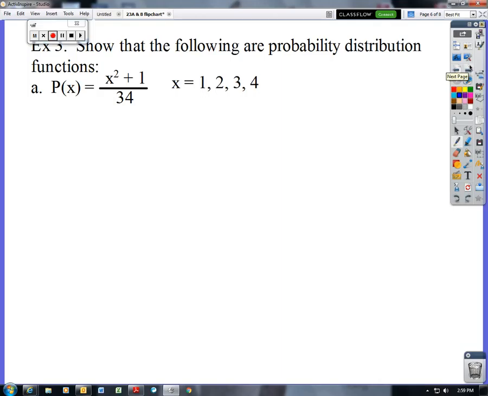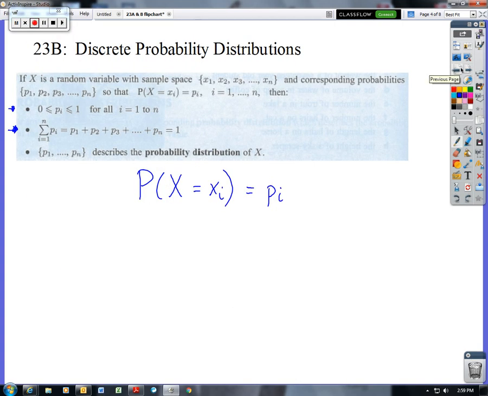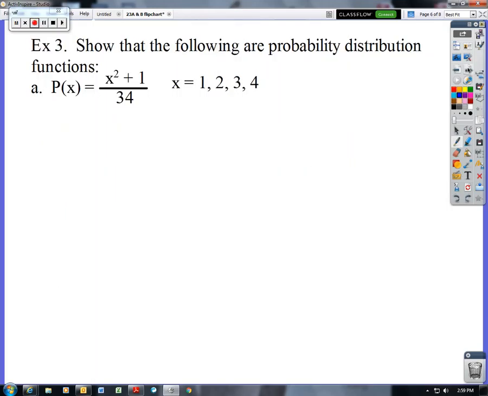Example 3. I'm trying to move this so you guys can see it better. Show that the following are probability distribution functions. So if you look back at that, these are the two characteristics of a probability distribution: that each probability is between 0 and 1 inclusive, and that the sum of all the probabilities is 1. So we need to show both of those things when they're asking us to do this.